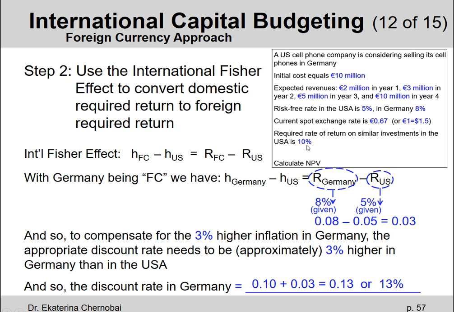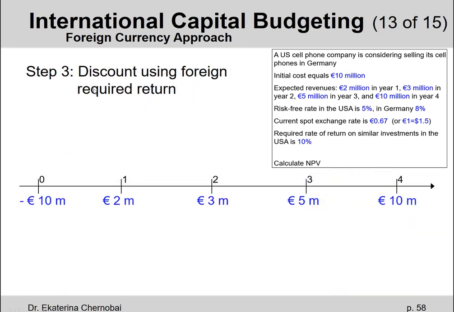In the United States, the discount rate is 10%, which is given. We add 3% from the calculations we just did, and we get 13%. So 13% is the proper discount rate for similar investments in Germany. And that's what we use in step 3. So this is step 3. We discount the foreign currency cash flows using the foreign required return.